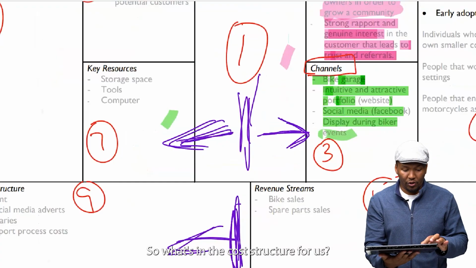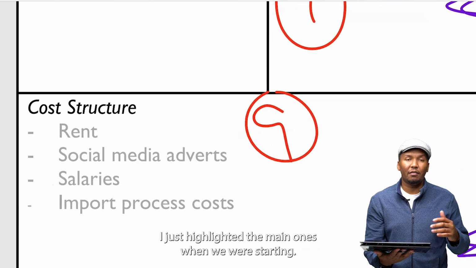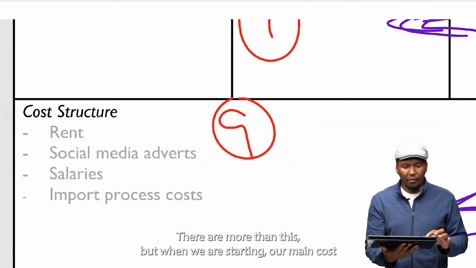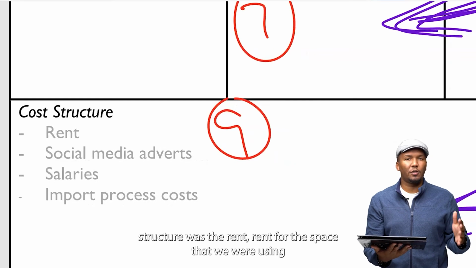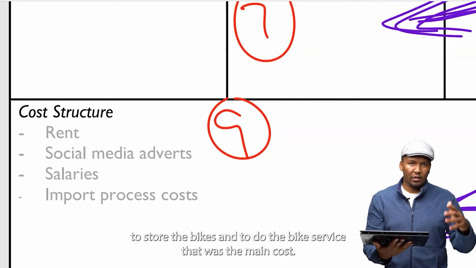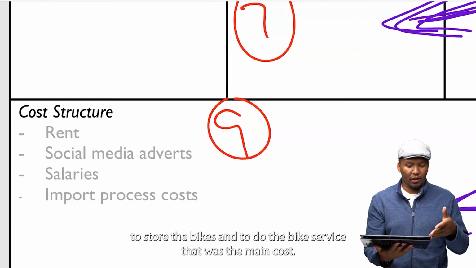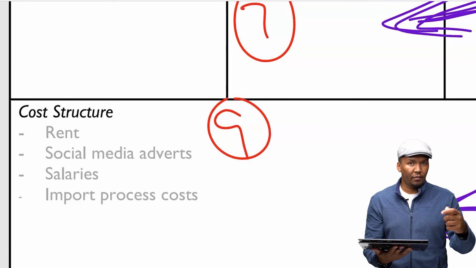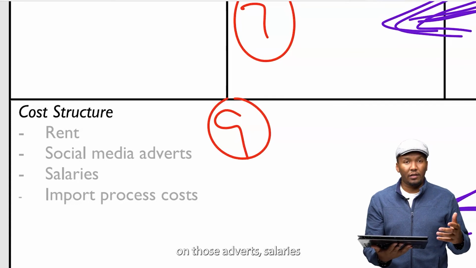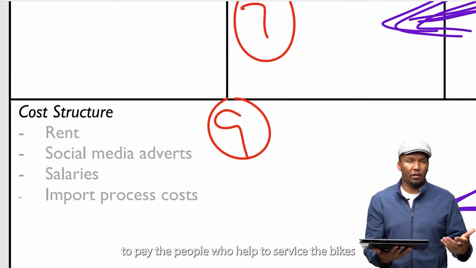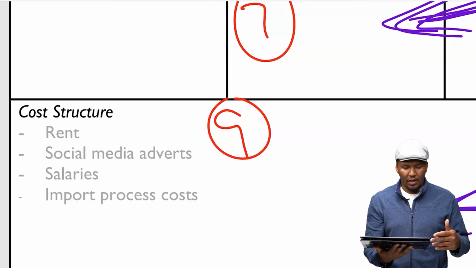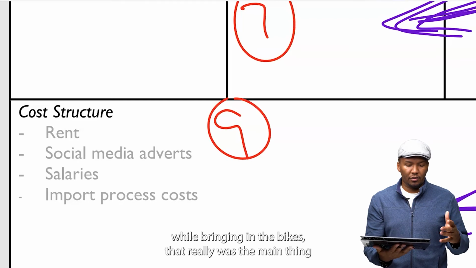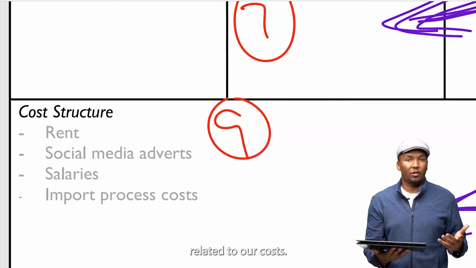So what's in the cost structure for us? I just highlighted the main ones when we were starting. There are more than this. But when we were starting, our main cost structure was rent. Rent for the space that we were using to store the bikes and to do the bike service. That was the main cost. Adverts, our social media adverts, we used to spend money on those adverts. Salaries, to pay the people to help service the bikes. And the import process costs. It was a very important cost while bringing in the bikes. That really was the main thing related to our costs.